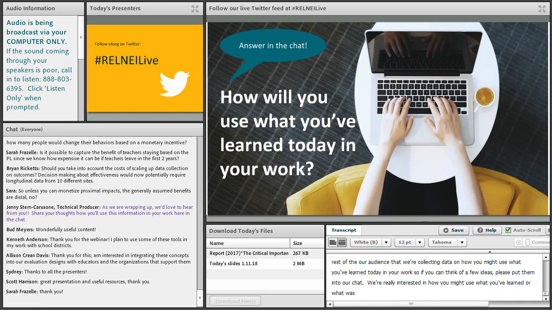So our last question is, should you take into account the cost of scaling up data collection on outcomes? Decision-making about effectiveness would now potentially require longitudinal data from 10 different sites.